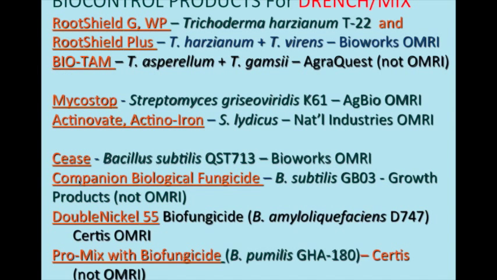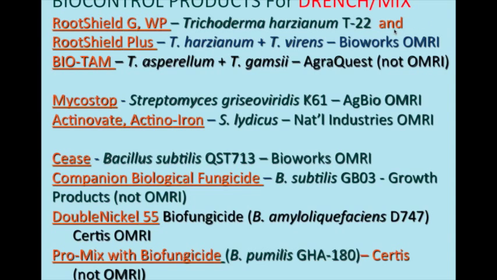And there are likewise a number of products that are used in drench applications or incorporated in mixes to help retard disease problems that would affect primarily the roots or the crowns of plants. And this includes the ones that you see here: the Trichoderma organisms found in RootShield and Biotam, also the Streptomyces materials found in Micostop and Actinovate, and then the Bacillus materials found in Cease and Companion and Double Nickel, and also in a mix, the ProMix with biofungicide.